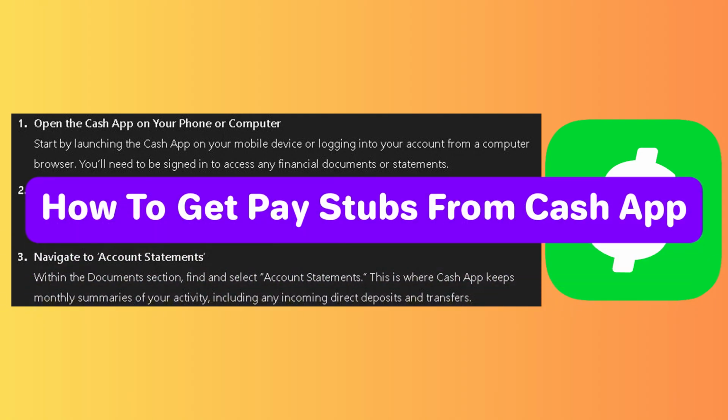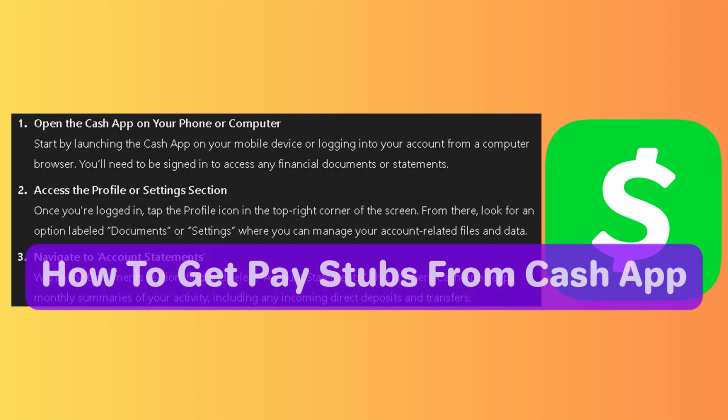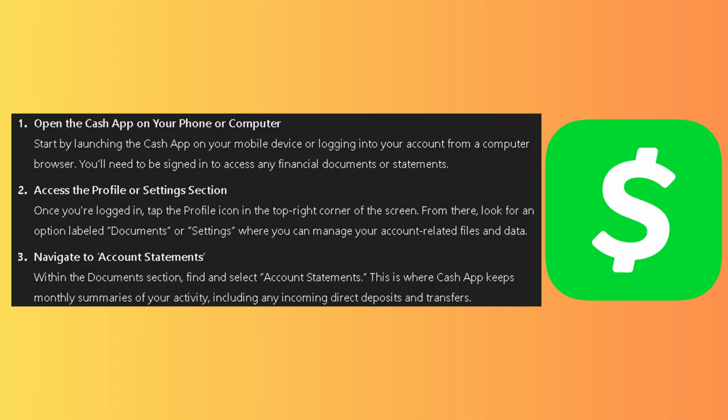In this video, you will learn how to get your pay stubs from Cashapp. First, open the Cashapp on your phone. Start by launching Cashapp on your mobile device or logging into your account from a computer. You'll need to be signed in to access your financial documents.